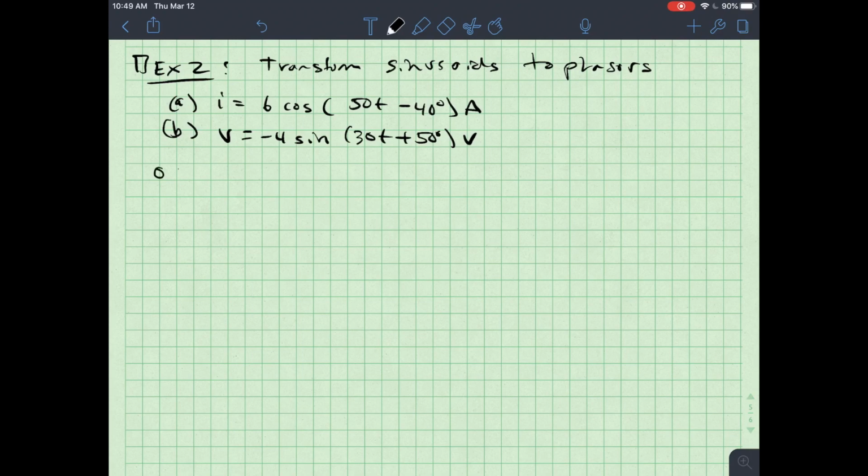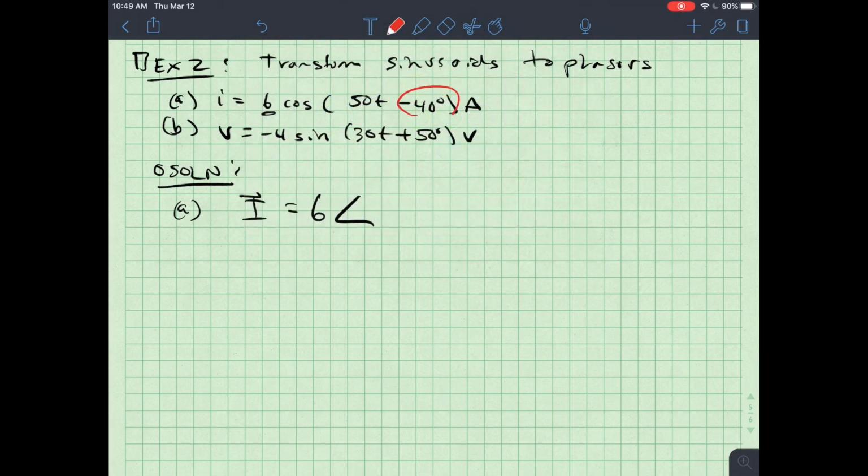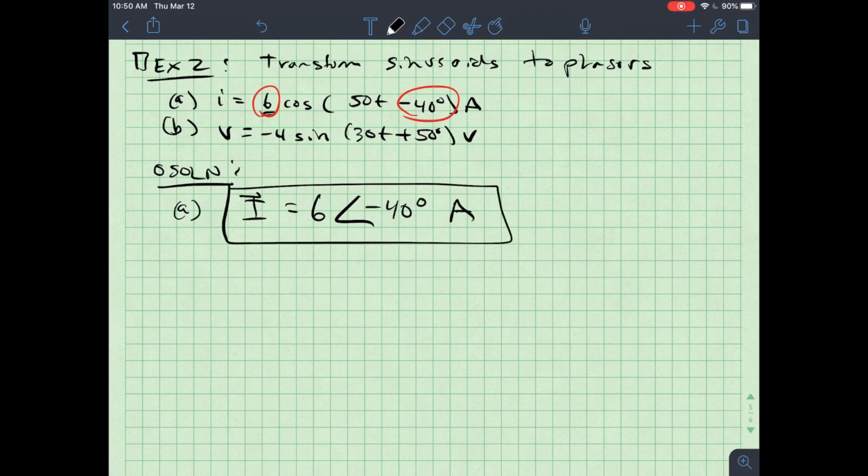So let's do this. Solution I. To get the I phasor, it's just going to be equal to the magnitude of this cosine, which is 6, and then the angle, so the magnitude and the angle, as long as I'm in cosine form. So this is 6 angle negative 40 degrees amps. That one's not so bad.